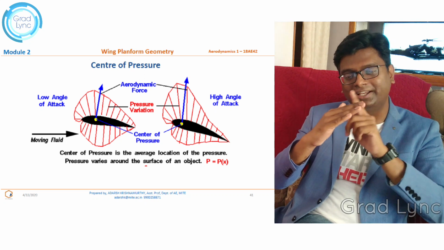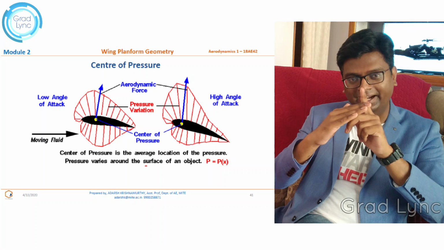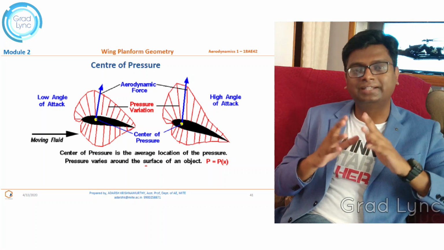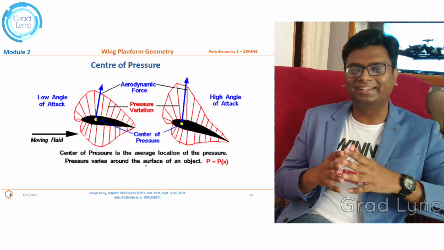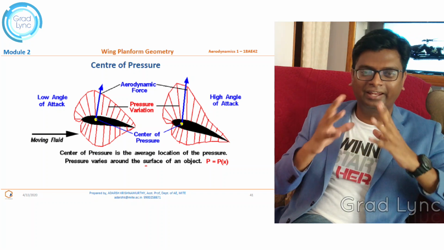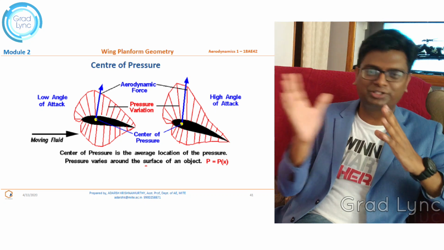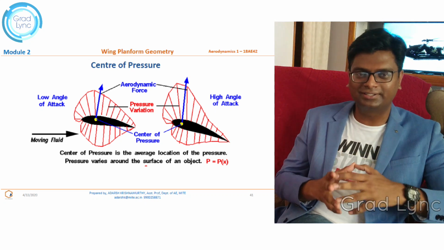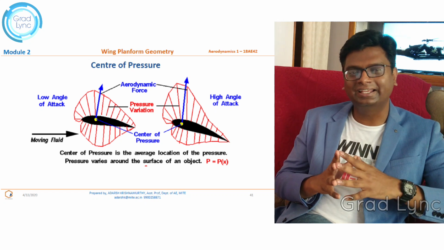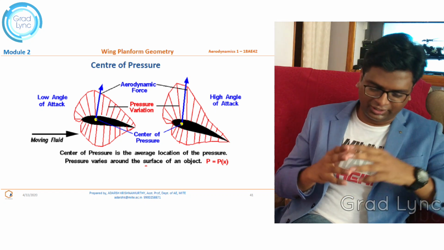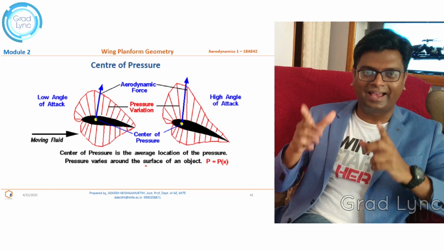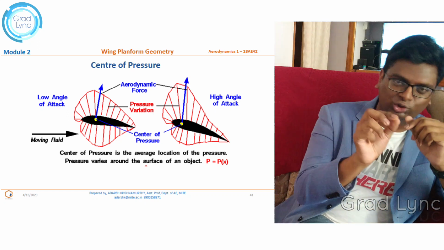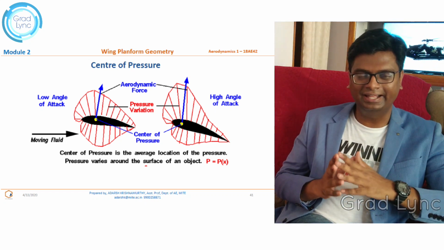The high pressure region comes towards the leading edge, hence pulling the center of pressure towards the leading edge, right? When the majority of the area is towards the leading edge, the center of pressure point is towards the leading edge, right? So in other words, as the angle of attack increases, the center of pressure point moves towards the leading edge.